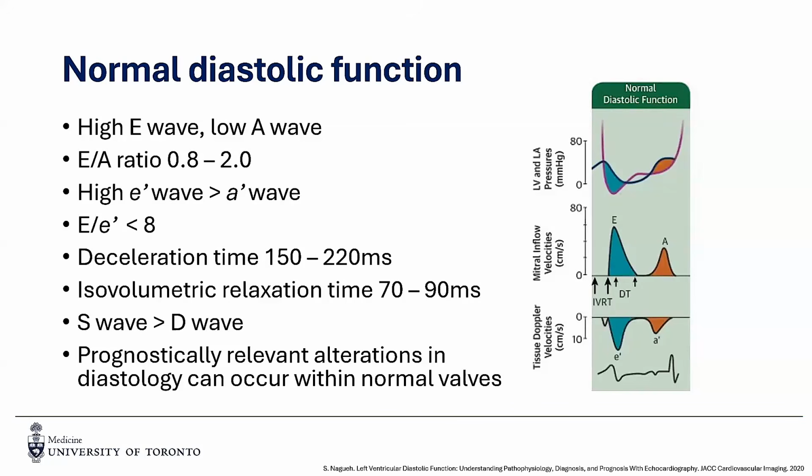It's important to note that prognostically relevant changes and alterations in your diastology can occur within normal values. And so because of this, it's relatively important to consider all of these different factors in unison rather than looking at them in isolation to determine which patients are going to be most susceptible to clinical morbidity down the road.